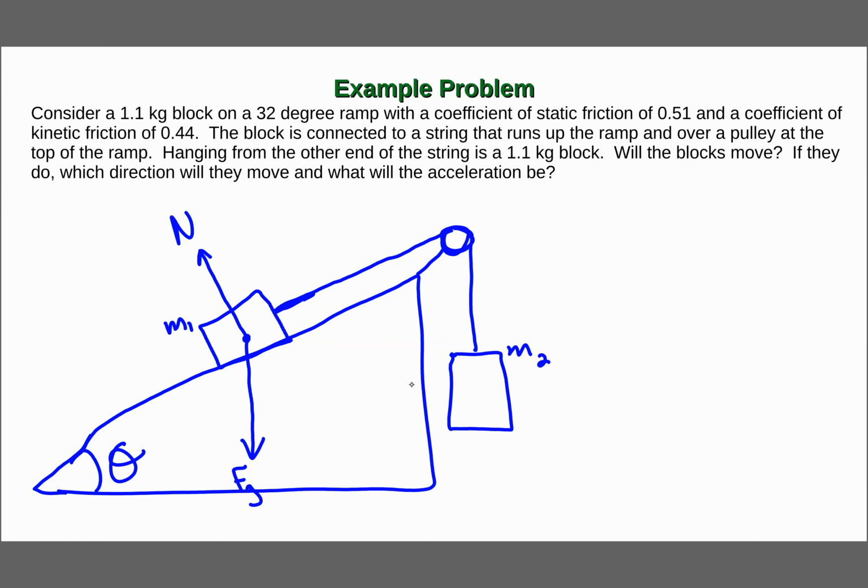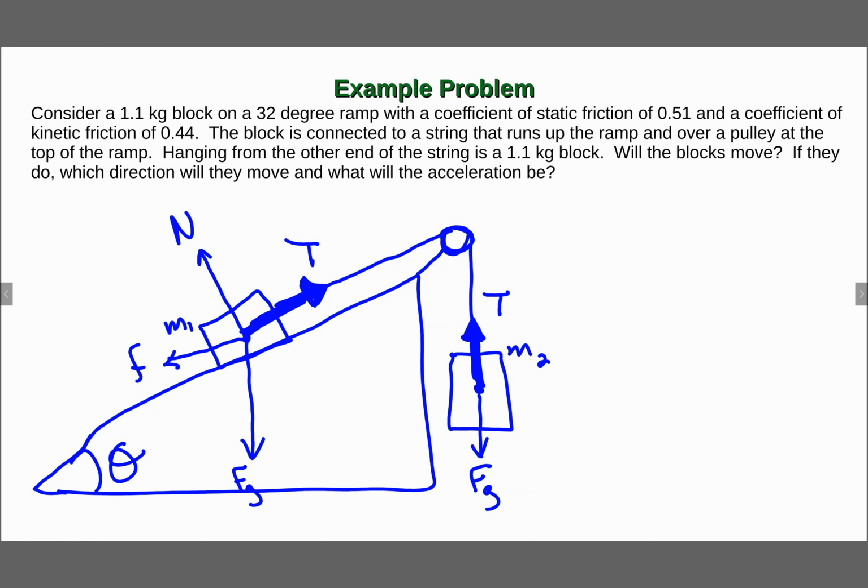And along this string, oh, that should connect to our little center of mass here. Along this string, we're going to have tension. And same thing for this one. Along this string, we're going to have tension. And then this one is going to have the force of gravity pulling down. And then, for now, let's just put the force of friction in like this.